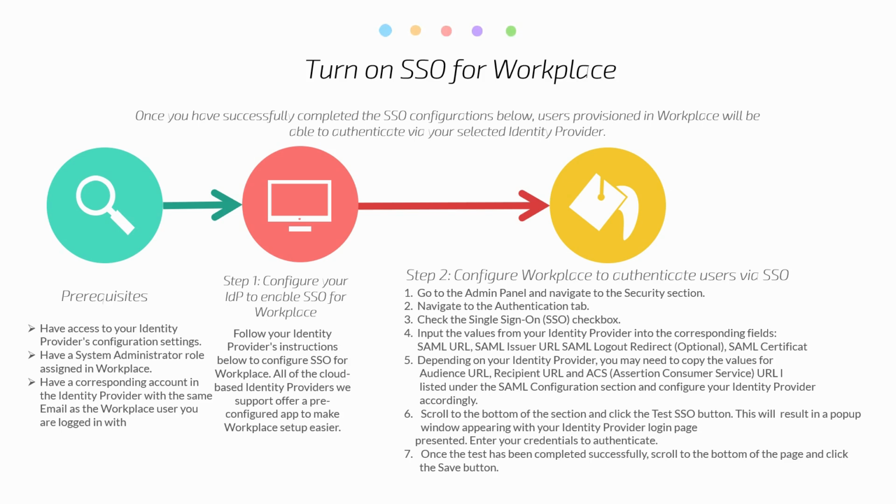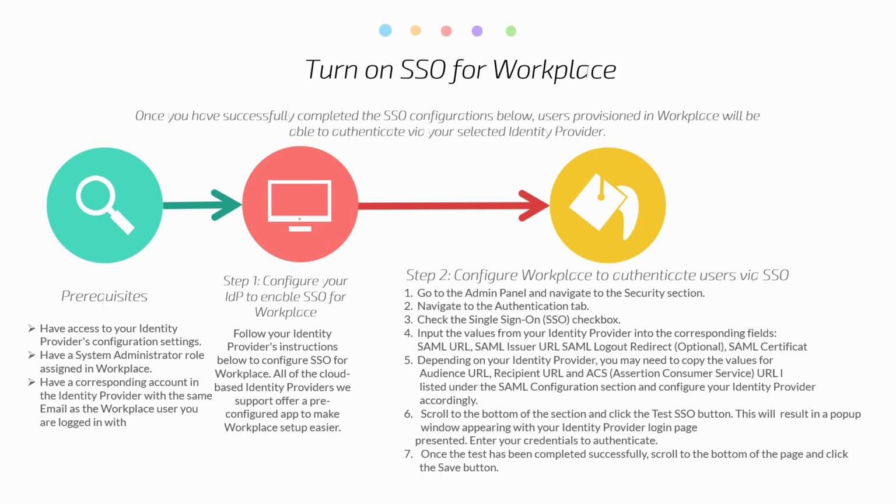1. Go to the admin panel and navigate to the security section. 2. Navigate to the authentication tab. 3. Check the single sign-on SSO checkbox. 4. Input the values from your identity provider into the corresponding fields: SAML URL, SAML issuer URL, SAML logout redirect (optional), SAML certificate. 5. Depending on your identity provider, you may need to copy the values for audience URL, recipient URL and ACS, assertion consumer service URL listed under the SAML configuration section, and configure your identity provider accordingly.